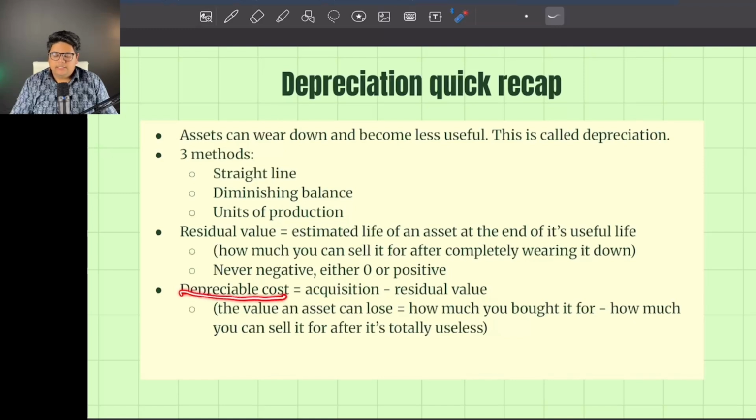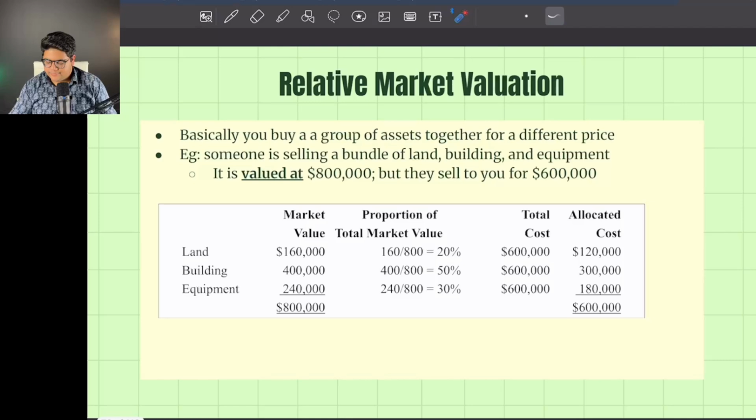So depreciable cost. This is the total cost of the asset that you can write off, the total amount of the asset that can be worn off, basically. So it's the acquisition cost minus the residual value. Each asset will have a different residual value. Sometimes they might be grouped together, like buildings might last a bit longer than certain kinds of equipment, etc. Either way, this will be either given to you in a question or you're going to have to calculate it through this method.